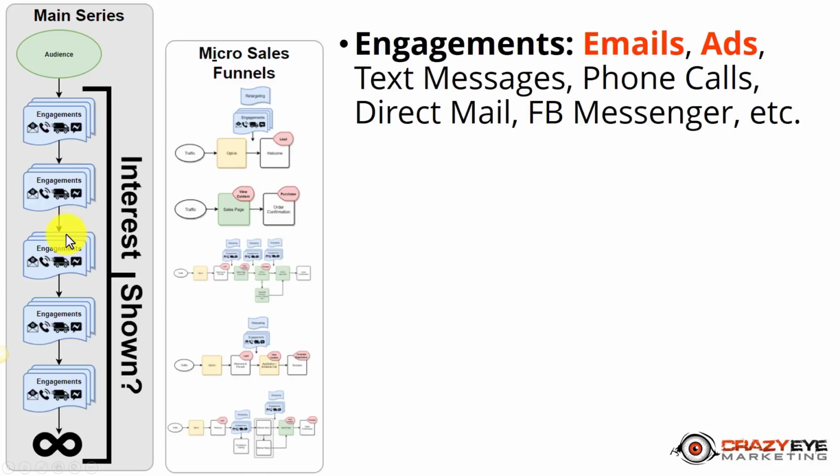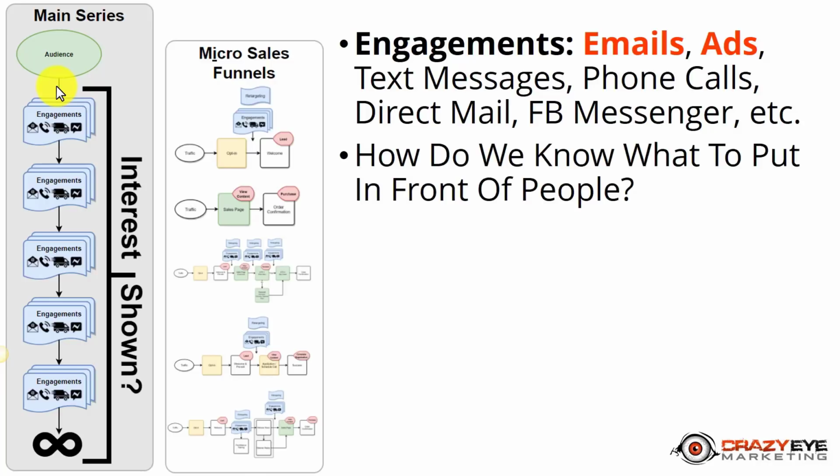And as a reminder, engagements just means how you're engaging with your customer. You can engage with them through email, through ads, through text messages, through phone calls, through direct mail, through Facebook Messenger, in person, and there's just a bunch of different ways that you could actually get in touch with your customer. It just depends on what type of contact information you might have on them. And in our particular example, we have a small email list of customers, and then we also have our saved audiences that we created in Facebook, so we could place ads in front of our audience. But now, how do we know what to put in front of people?